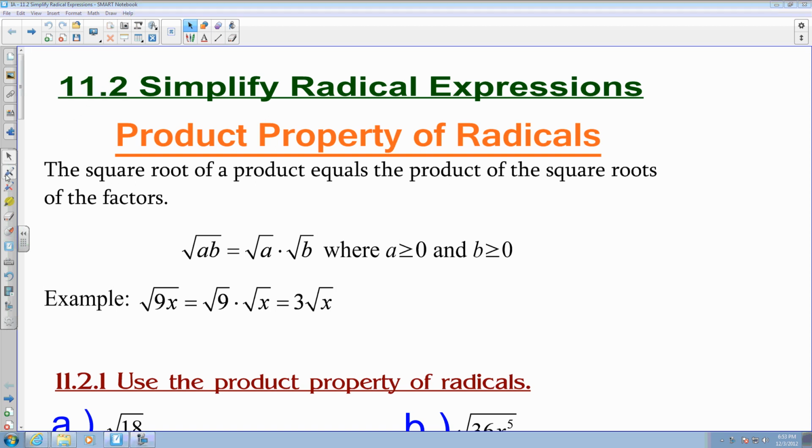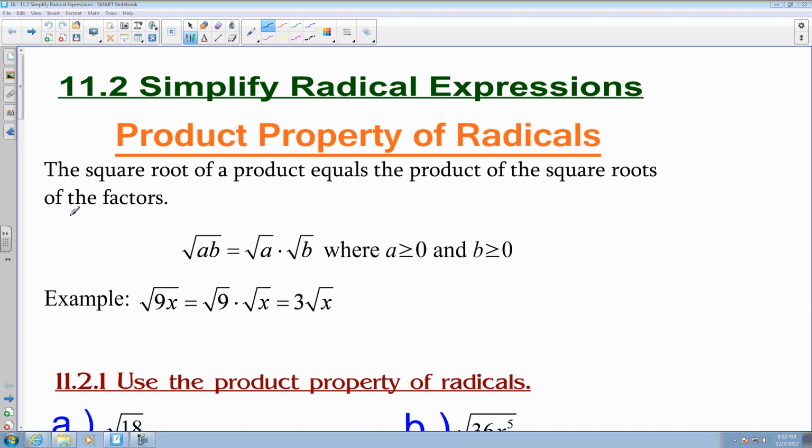Okay, so section 11.2 deals with simplifying radical expressions. An important concept to remember is what is called the product property of radicals, and that is the square root of a product equals the product of the square roots of the factors.